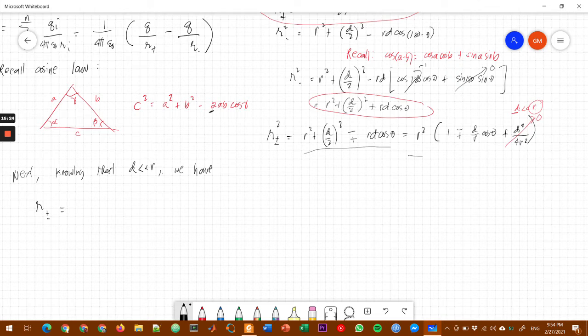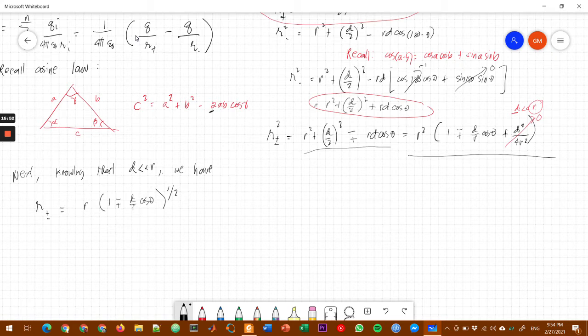So from here, you take the square root, so you actually get R times (1 minus/plus d over R cosine theta) to the 1/2. There's no third term. So we now have this expression for R plus/minus, and we can substitute it here.